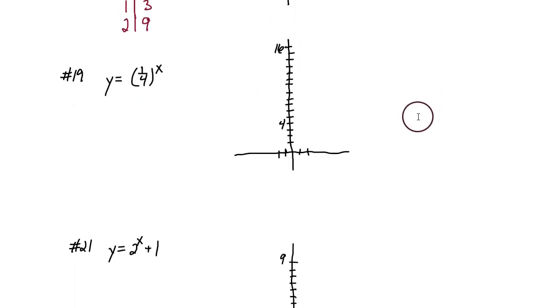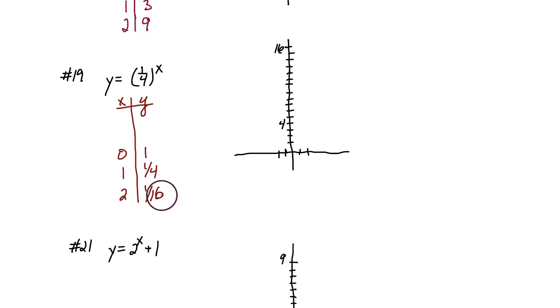Number 19, we have another exponential function. This time the base is a fraction. I'm expecting decay. So let's make an XY table. And make sure we choose x is 0. 1/4 to the 0 power makes 1. 1/4 to the first power makes 1/4. 1/4 to the second power makes 1/16.